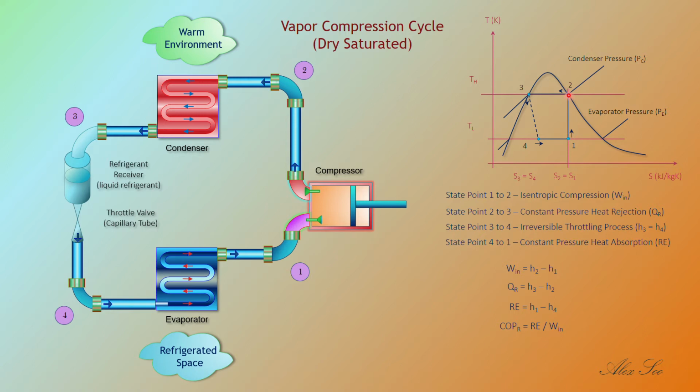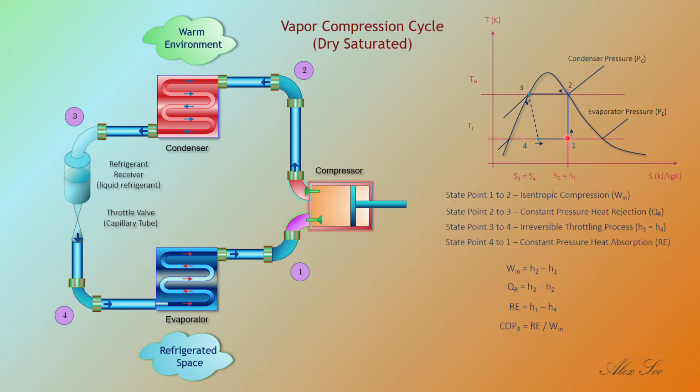When you refer to your property tables, you have to see what type of refrigerant you are referring to. Most of the examples we will be looking at in our tutorials are based on R134a. So based on the property tables, you have to search for your H1, which is wet vapor, and then H2, H3, and H4, which is equal to H3.